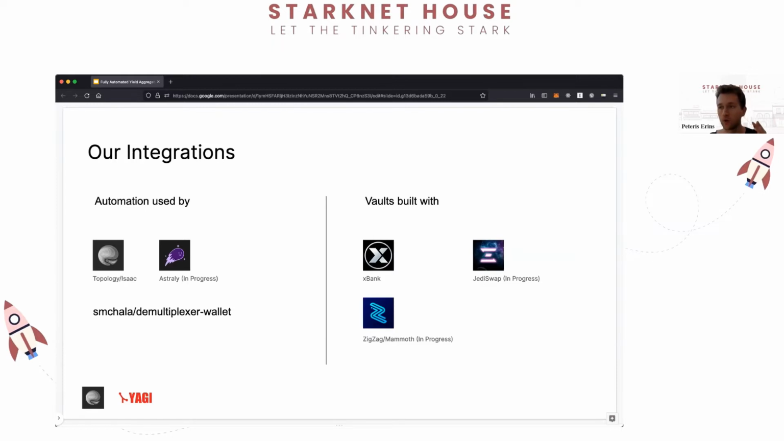And then vaults, we're building on top of several protocols on StarkNet. The first one was built on top of Xbank. We'll talk about a JediSwap vault here. And we're also building on top of Mammoth, which is a Zigzag protocol. And so there's also some smaller protocols that we're starting to integrate, such as oracles and so on, which I'll also talk about. So yeah.